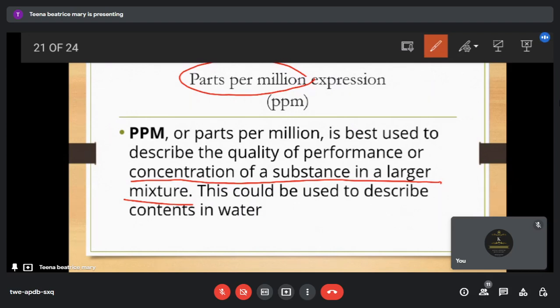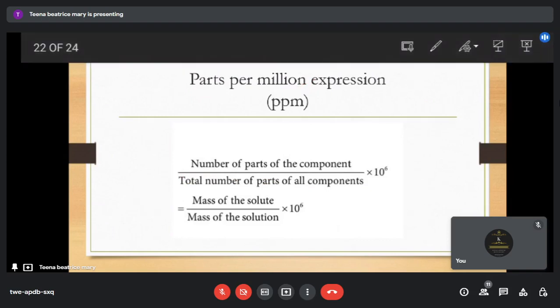To find out the concentration of a substance in a large mixture. So this could be used to describe the contents in water. Generally, to find out what contents are there in water, we can use this parts per million expression. So the formula is: number of parts of the particular component, divided by total number of parts of all components. Generally we take 10 to the power of 6.